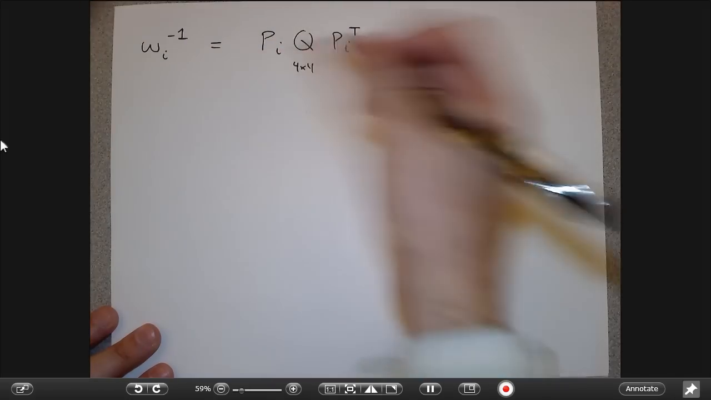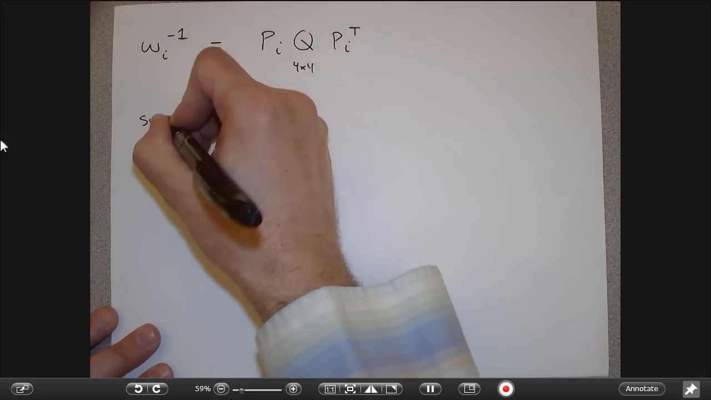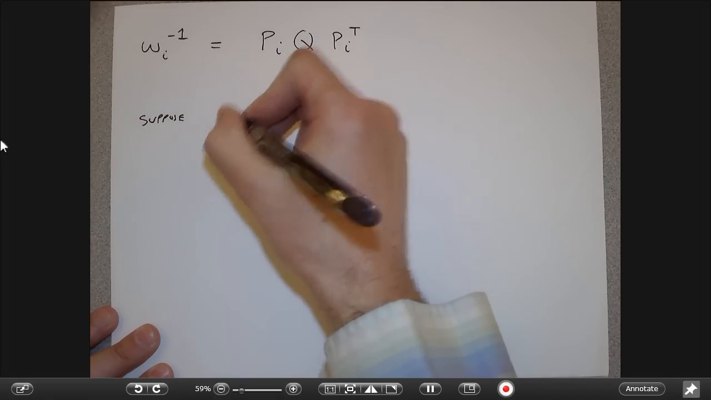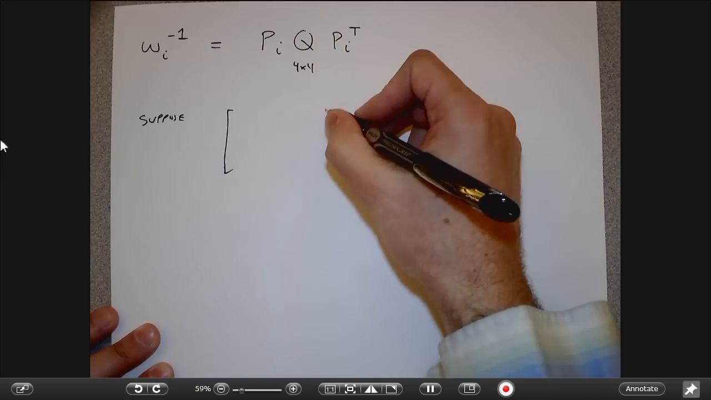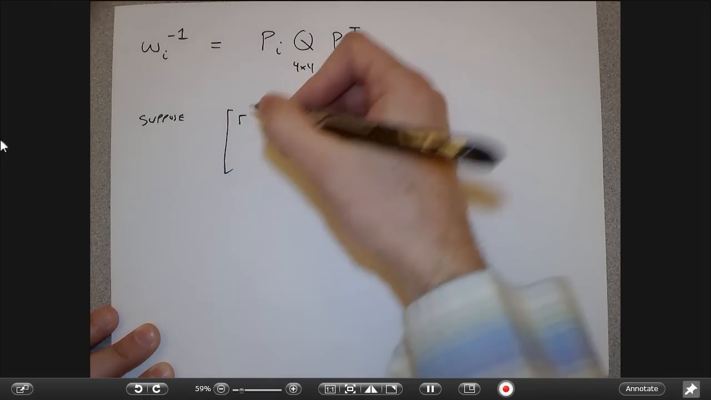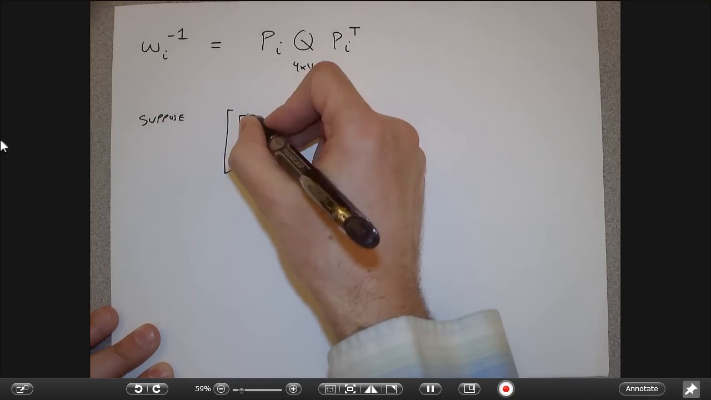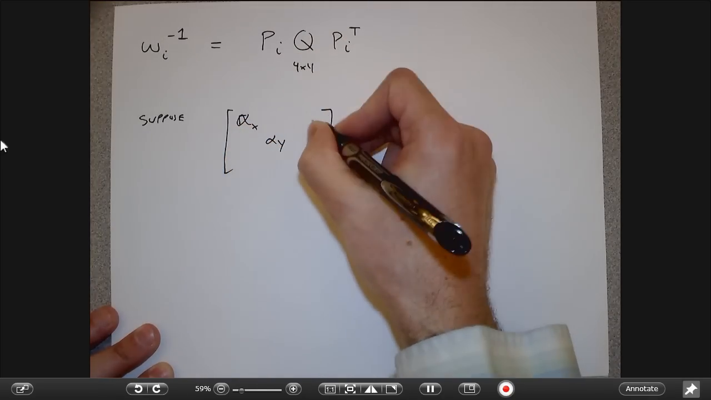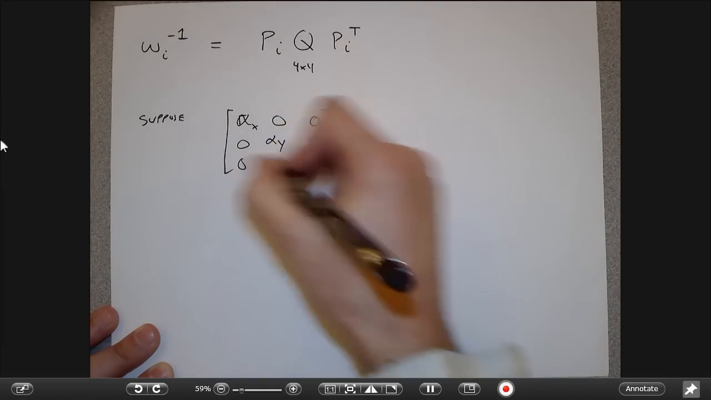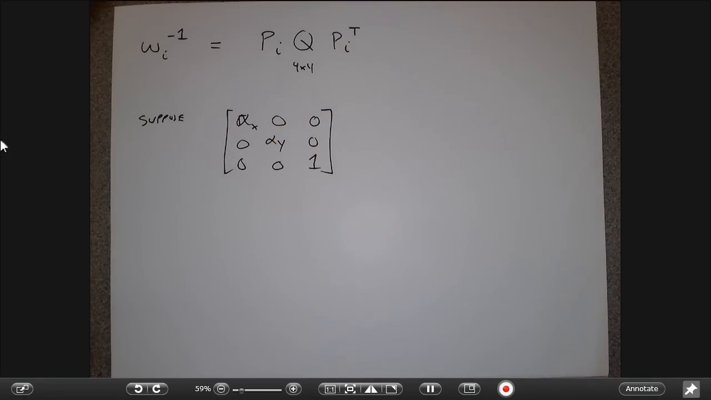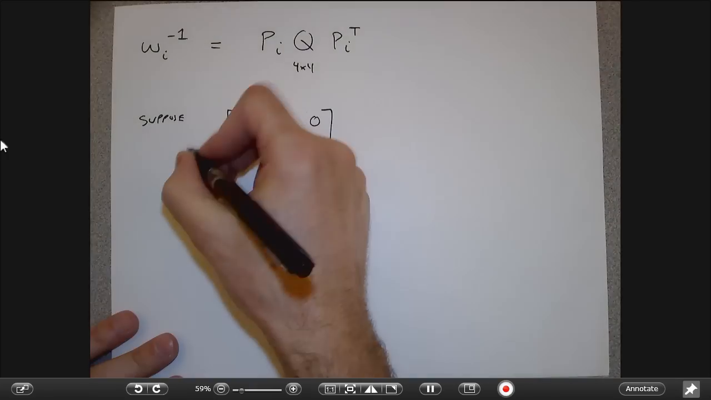For example, let's suppose that I knew I had a really simple camera calibration matrix like this: alpha x, alpha y, 0, 0, 1. This is like saying I know the principal point is in the middle and I know the pixels are square. In real life, I may not necessarily know the principal point is in the middle. Let's assume that for the moment, just to motivate this. So let's suppose this is my K.